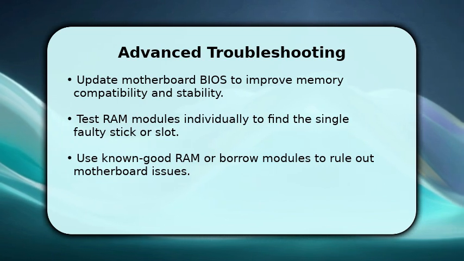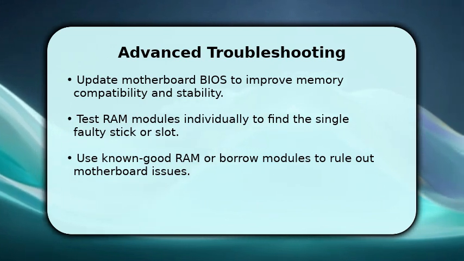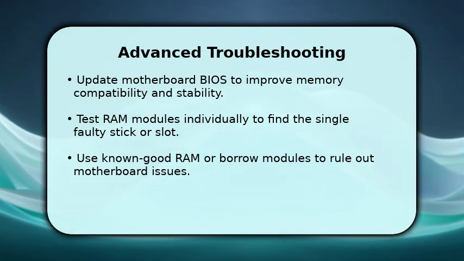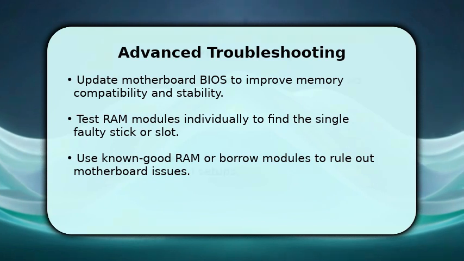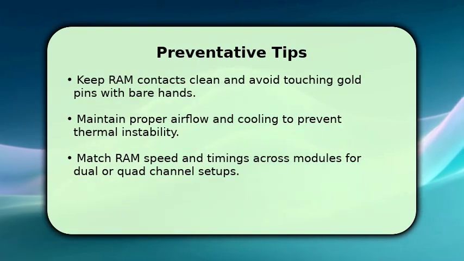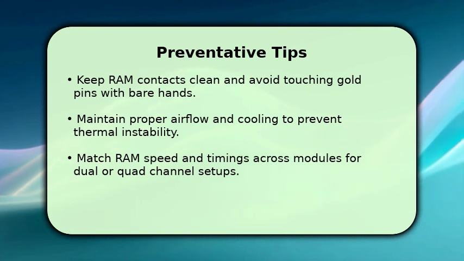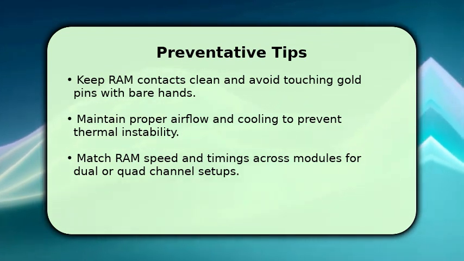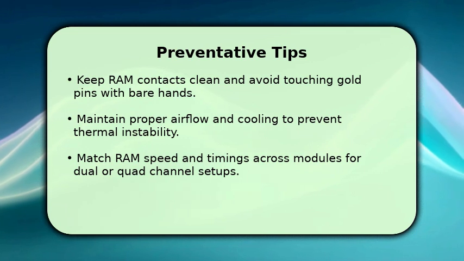If problems persist across slots with known good RAM, consider checking the CPU memory controller or seeking professional repair help for deeper hardware issues to avoid future RAM headaches. Handle modules by the edges and avoid touching the contacts. Ensure your case has adequate airflow and cooling to reduce thermal throttling that can cause memory errors.